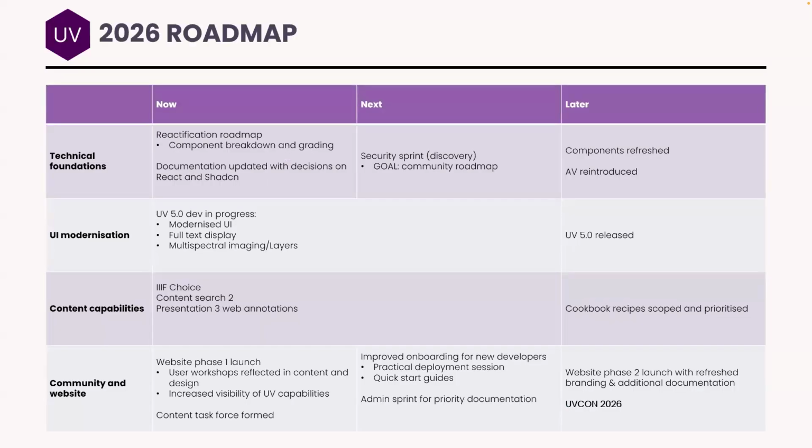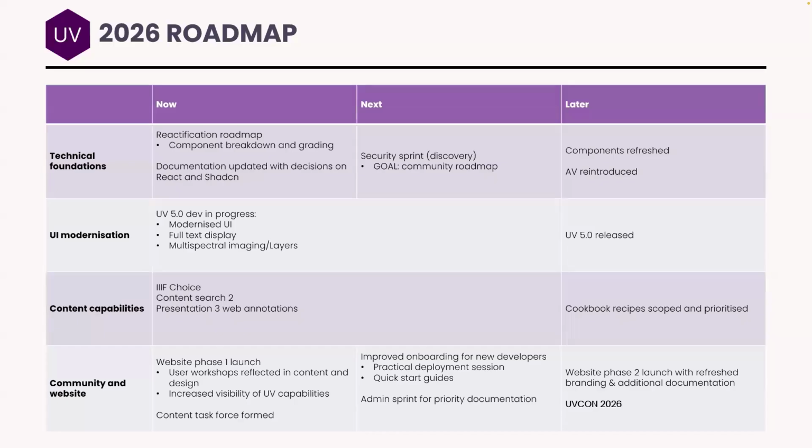So here is our 2026 roadmap, and the technical workshops were really a crucial step in being able to create this. We had a number of high-level questions we took to the workshop, and the decisions established there are reflected in this, and they were modernising or reactifying the UV, issues around NPM, decisions around the UI, and community participation. So I'll just work through those one by one.